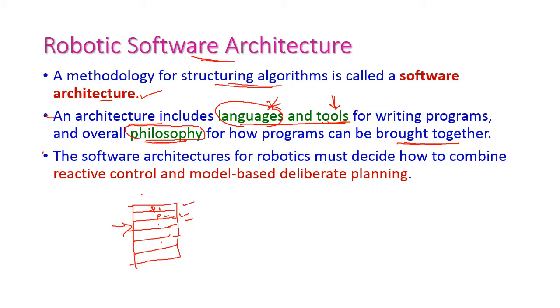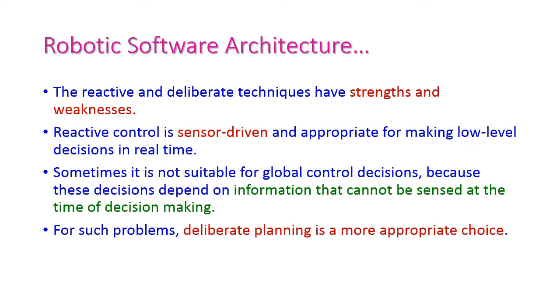Here the software architecture for robotics must decide how to combine reactive control and model based deliberate planning. Deliberate means thoughtful planning. So we have to combine the reactive control and the model based deliberate planning, which is called robotic software architecture. These reactive control and deliberate planning techniques have their own strengths and weaknesses.